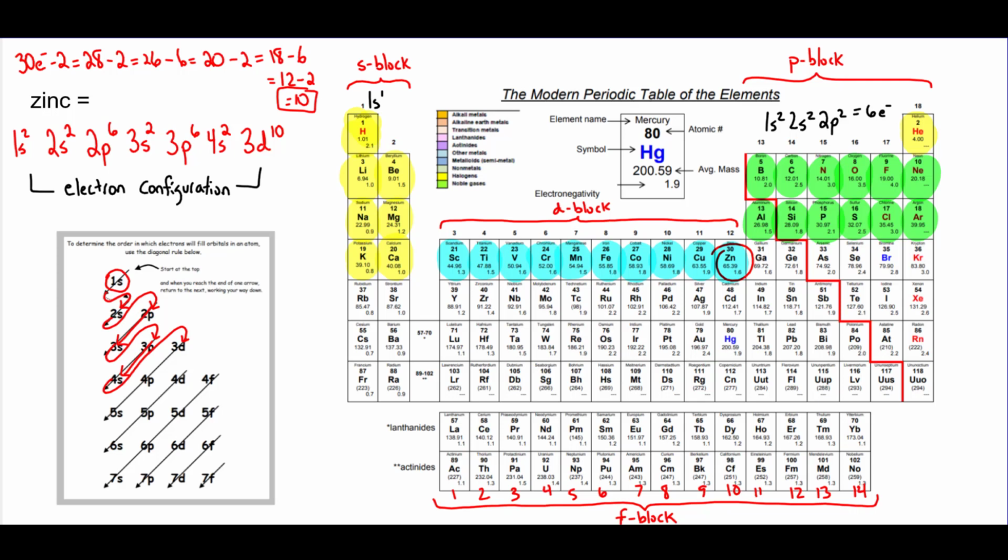So if you've ever wondered why the periodic table is kind of arranged into this weird looking shape, this is one of the reasons. Now make sure you've got everything into your notes because we're all done.